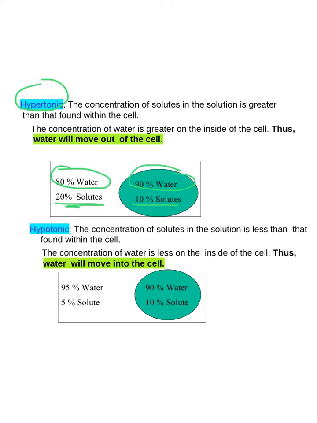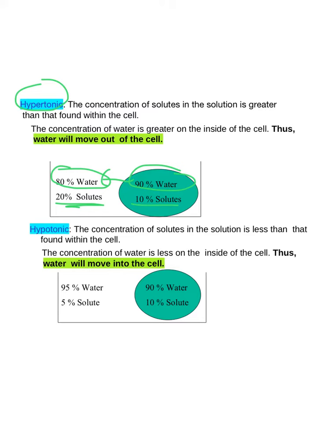Remember, water is always going to move from areas of high concentration to areas of low concentration. So in this case, 90 is greater than 80, and water should leave the cell. Those are the questions that you always want to ask. What is the concentration of water in the solution? What is the concentration of water in the cell? And you have to realize that water is always going to move from areas of high concentration to low concentration. So in a hypertonic solution, the cell is actually going to lose water. And we'll talk about some applications of that in class.